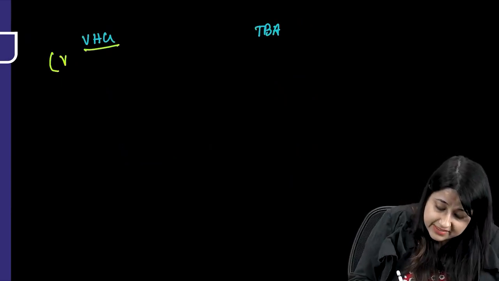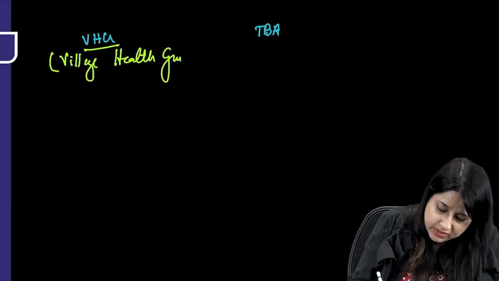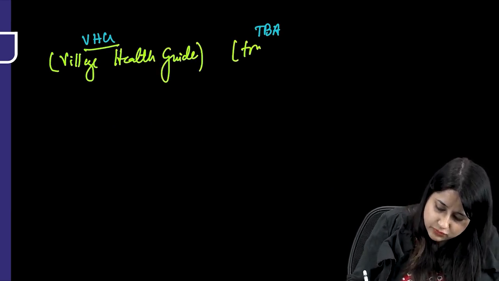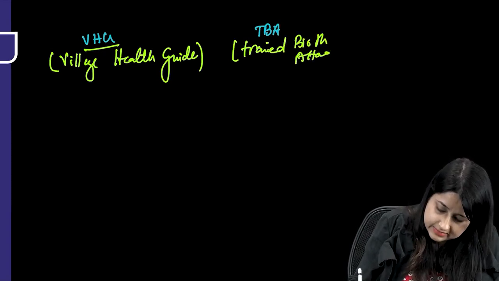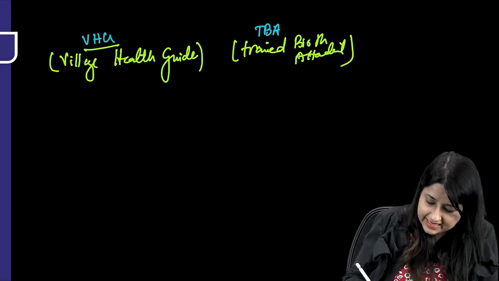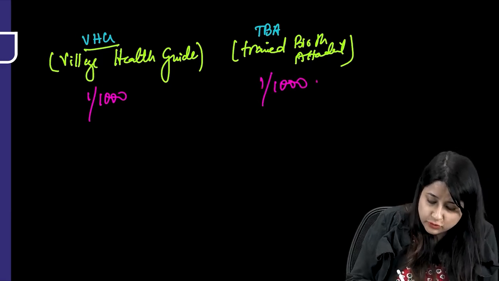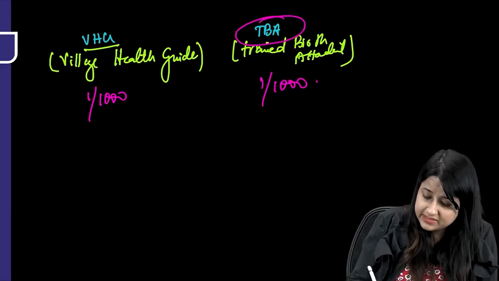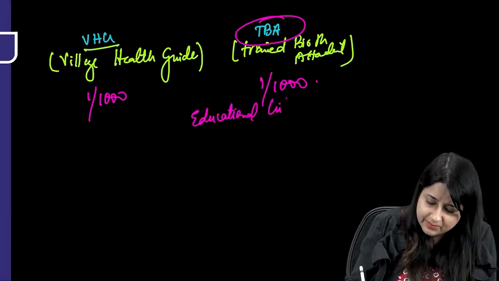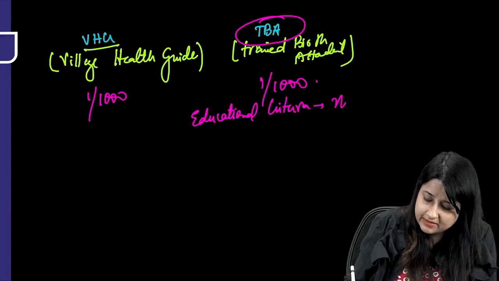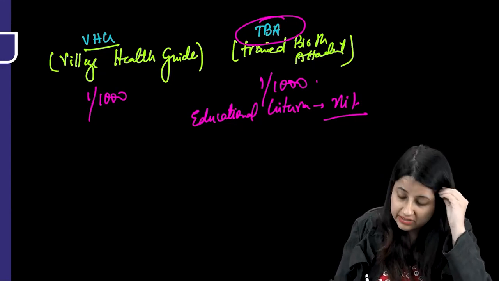Other people that I have written are village health guide and TBA. TBA means what? Trained birth attendant. So, village health guide, again the population norm is 1 per 1000. Educational criteria. See, for trained birth attendant, educational criteria is very, very important. It's like nil. Government of India said to become a trained birth attendant, you don't need any educational criteria.